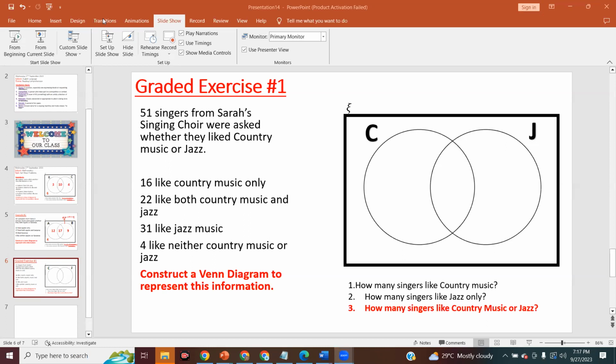All right, how many persons are finished? Let me know if you are. Make sure you fill in the diagram, please. Fill in the diagram and answer the questions.